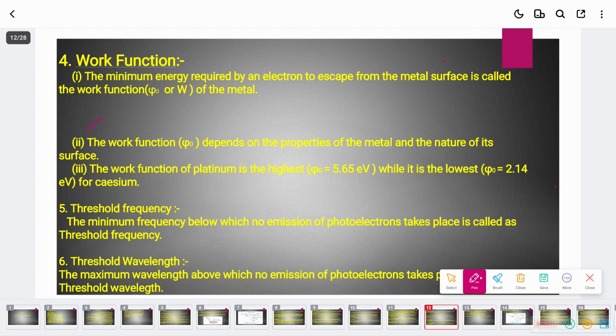Now, threshold frequency. The highest is for platinum, the lowest is for cesium. For cesium, how much? 2.14 electron volt. See, eV means electron volt. So remember, for cesium it is 2.14 electron volt. This is energy, E. And for platinum, how much is it? 5.65 electron volt. Understood or not?